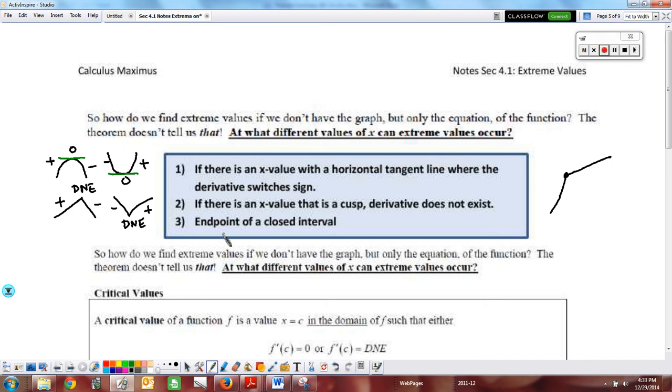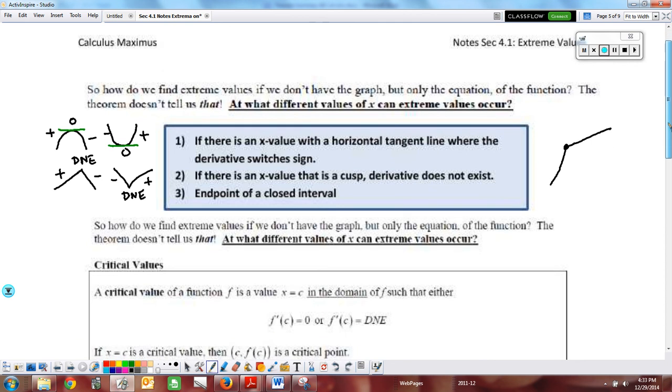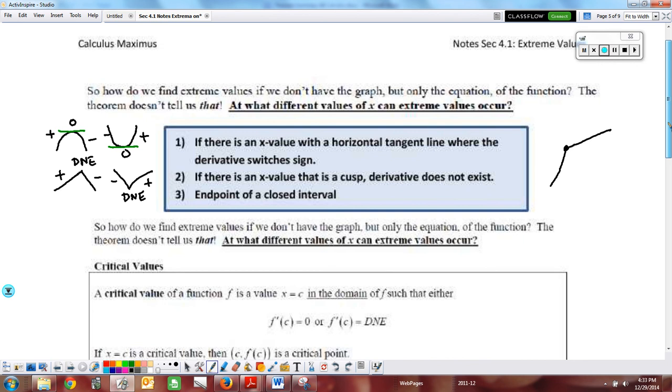We also are looking at the endpoint of a closed interval as well, because we saw earlier that sometimes the global extrema happens at the endpoints. All right. So if we have the equation of a function, we just don't have a picture. The extreme value theorem doesn't really say here's how you find it, but we are going to use the extreme value theorem in order to find it.